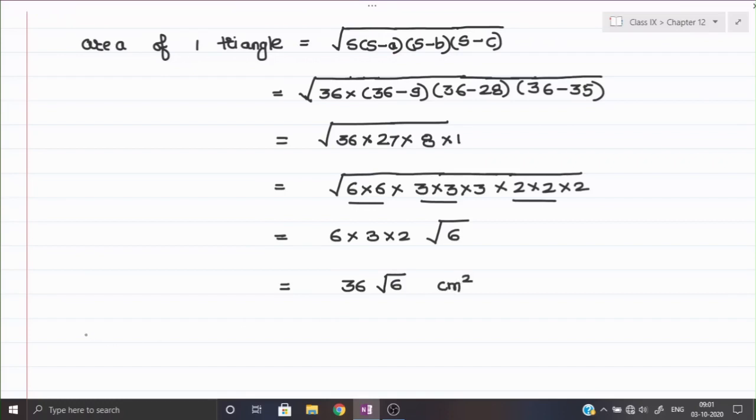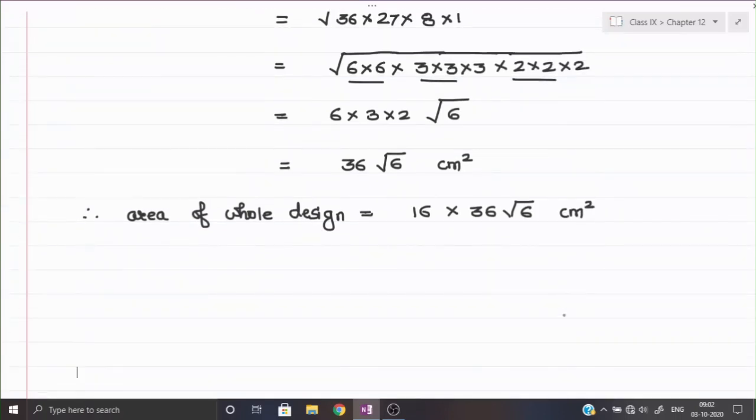Okay, so we can say that therefore area of whole design will be equal to 16 into 36 root 6, because it is the area of one triangle. And how many such triangles are there? We have total number of triangles 16. So that's why we can multiply by 16 over there. Okay, we shall keep it like this only, because this is not our final value. Now this is the total area.